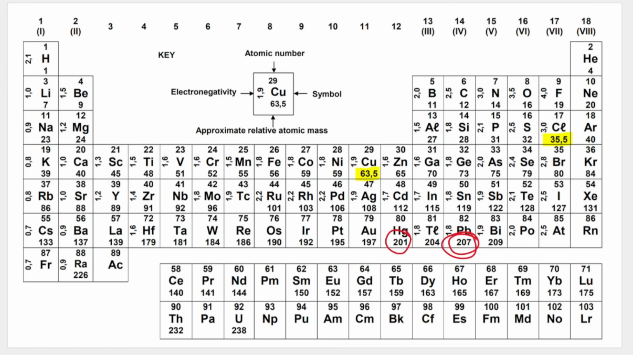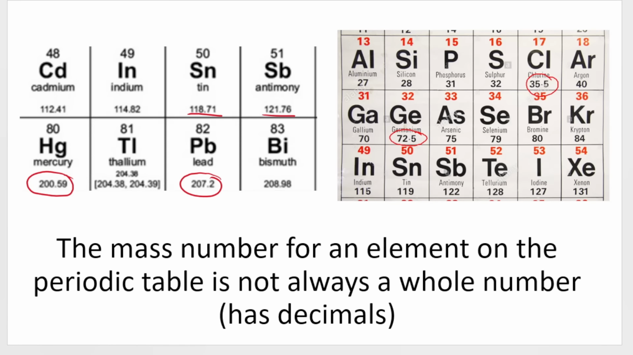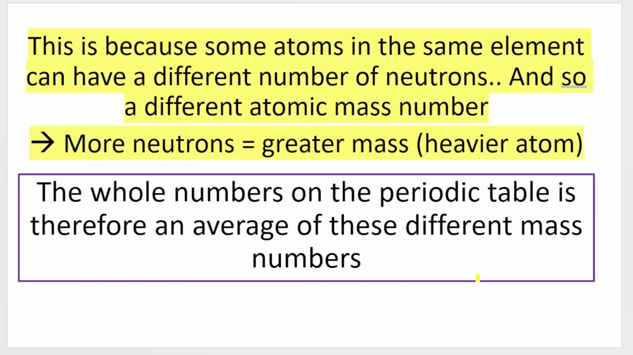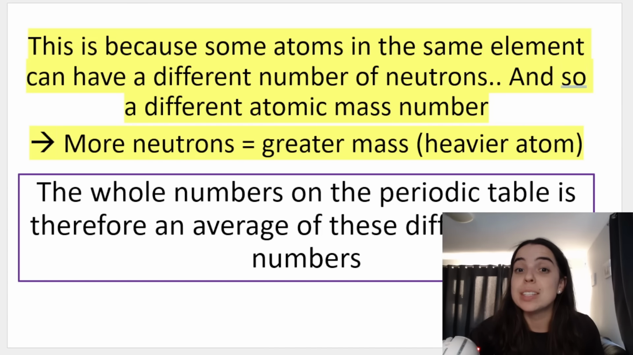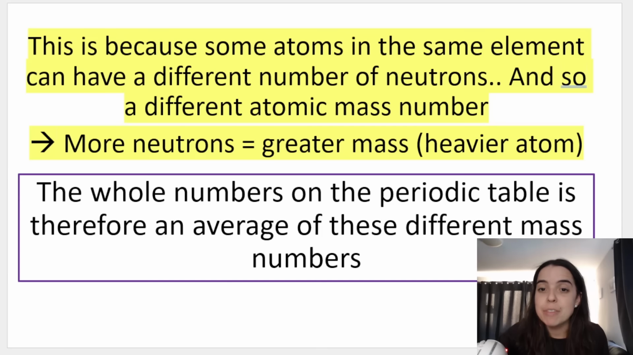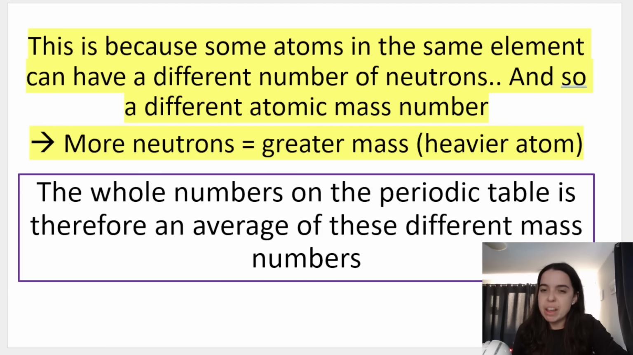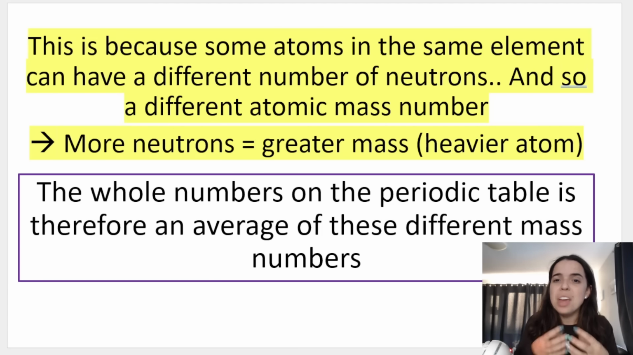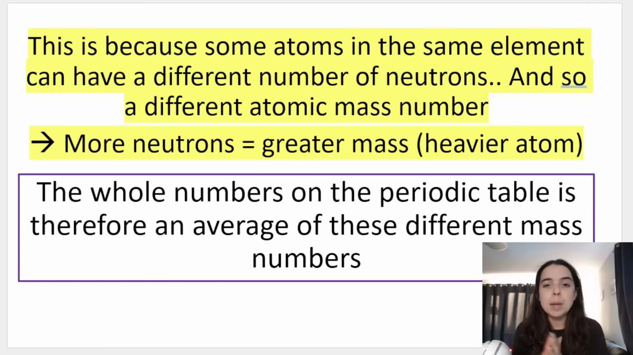So that is interesting to note, and there's a reason for that. There's a reason why the numbers are like that. So they're not always whole numbers, they can have decimals. And the reason for this is because some atoms of the same element have different number of neutrons and therefore a different atomic mass number. So the more neutrons you have, the greater your mass, the heavier the atom. And the numbers on the periodic table are kind of like an average of these different mass numbers.